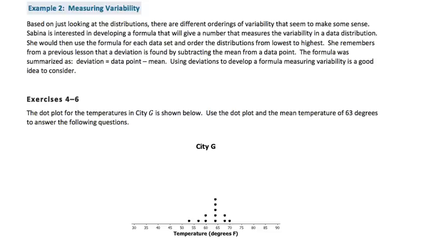Sabina is interested in developing a formula that will give a number that measures the variability in a data distribution. She would then use the formula for each data set and order the distributions from lowest to highest. She remembers from a previous lesson that a deviation is found by subtracting the mean from the data point. The formula was summarized as deviation equals data point minus the mean. Using deviations to develop a formula measuring variability is a good idea to consider.